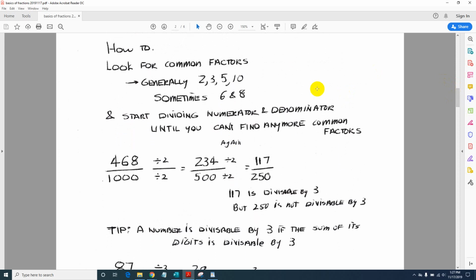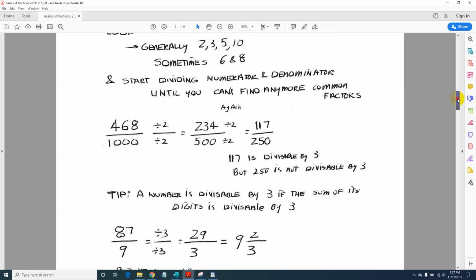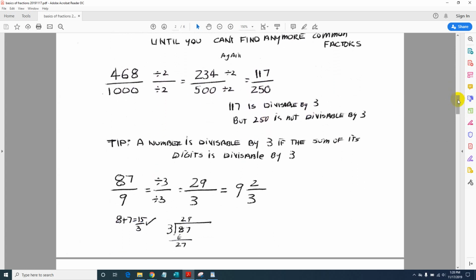Okay, so how do you do this thing? How do you simplify a fraction? You look for common factors in the numerator and the denominator, and you divide the numerator and the denominator by these common factors. I think you basically know how to do this. And you keep doing this until you can't find any more common factors. So, for example, 468 over 1,000, you want to simplify. First you divide by 2, and then you get 234 over 500. Then you divide the numerator and the denominator again by 2, and you get 117 over 250. Turns out 117 is divisible by 3, but 250 is not. So we're done.